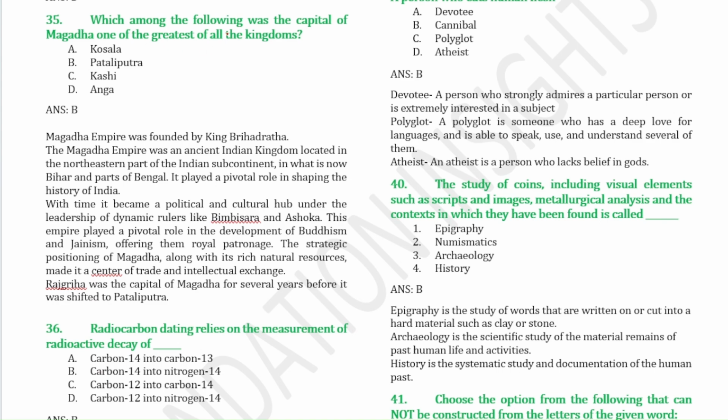Question number 35. Which among the following was the capital of Magadha, one of the greatest of all the kingdoms? The answer is Pataliputra. But before Pataliputra, Rajgriha was the former capital of Magadha, and later on it shifted to Pataliputra. In case this question has the option Rajgriha, then your option should be Rajgriha. The first capital was Rajgriha, and then it shifted to Pataliputra. The Magadha Empire was founded by King Brihadratha. You can go through these points.